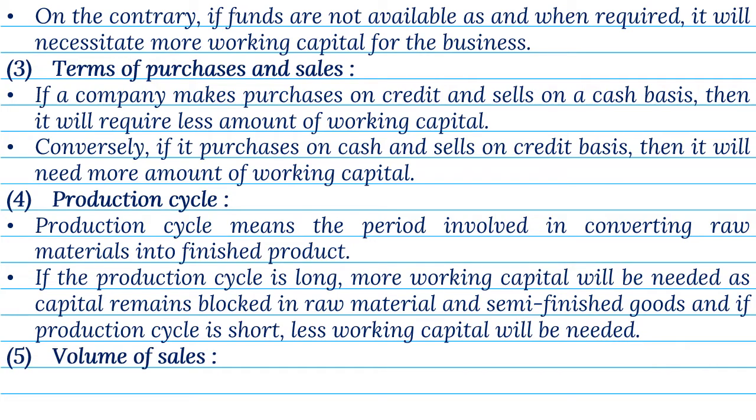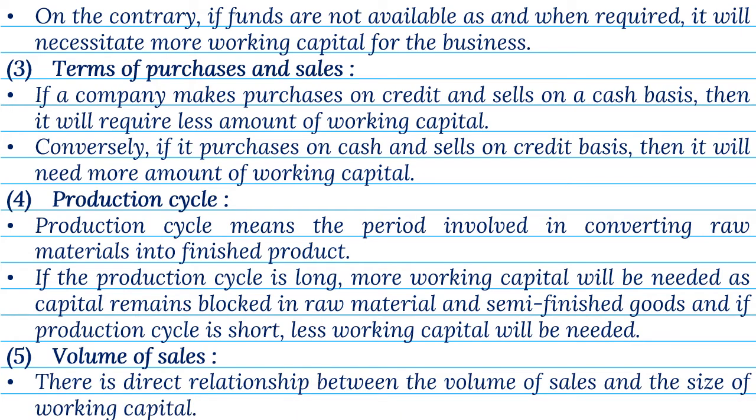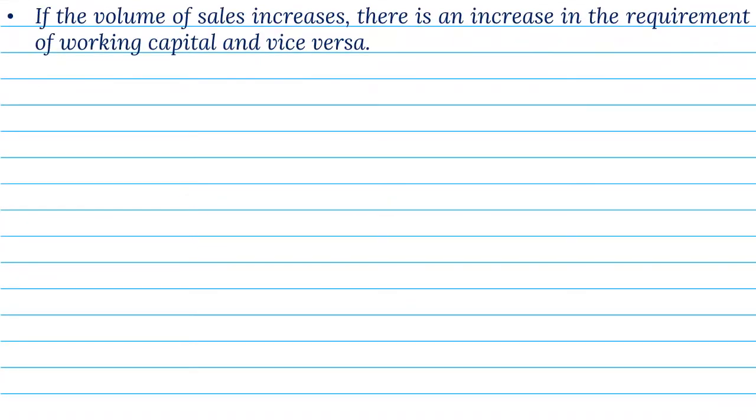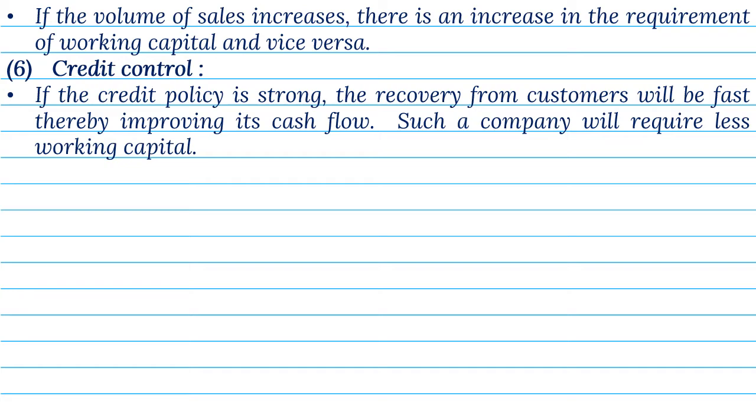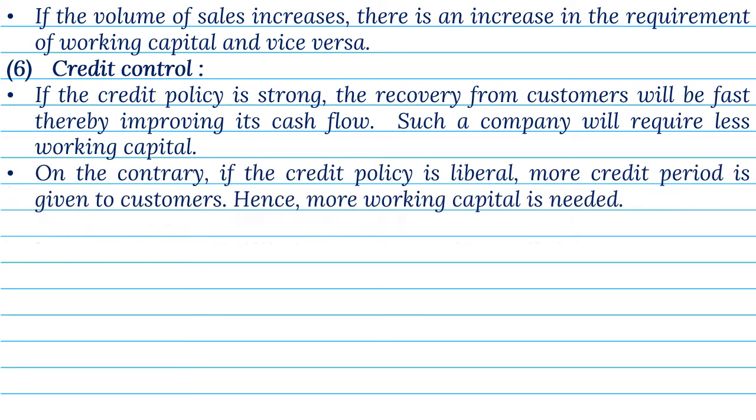5. Volume of sales. There is direct relationship between the volume of sales and the size of working capital. If the volume of sales increases, there is an increase in the requirement of working capital, and vice versa. 6. Credit control. If the credit policy is strong, the recovery from customers will be fast, thereby improving its cash flow. Such a company will require less working capital. On the contrary, if the credit policy is liberal, more credit period is given to customers. Hence, more working capital is needed.